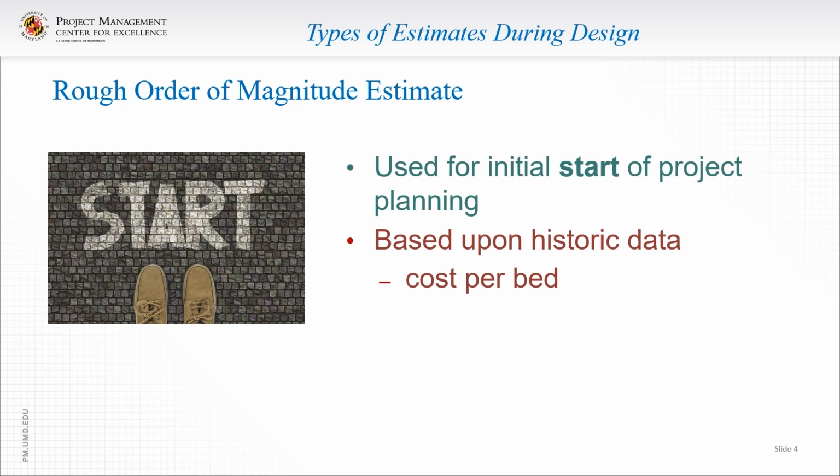These units are developed mainly from past experience and past projects. Examples are cost per bed for a hospital, cost per apartment, cost per pupil for a school, or cost per mile for a highway. By multiplying this cost times the number of units proposed for the project, a preliminary number can be established.